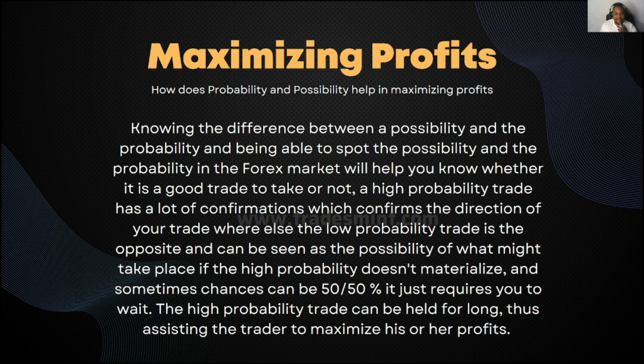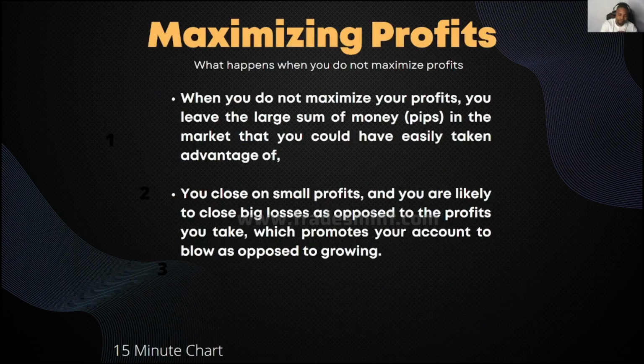And sometimes the chances can be 50-50. Whenever you have 50-50 chances, it just requires you to wait. The high probability trade can be held for long, thus assisting the trader to maximize his or her profit. So when you're having a high probability trade, that's where you know, damn, here I can hold for the longest time. In that case, I'm able to maximize my profit.